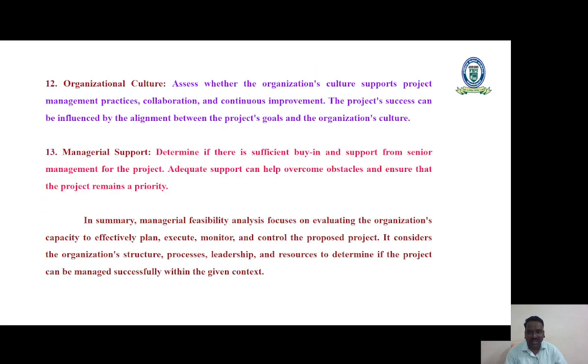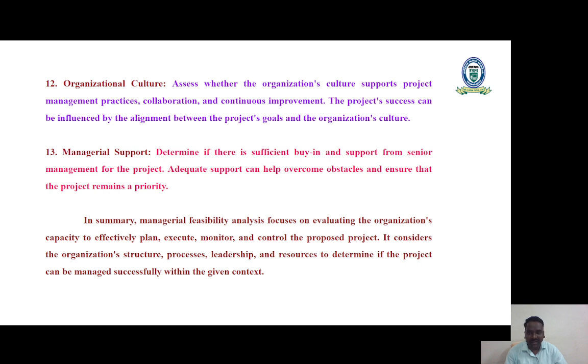12th one, organizational culture. Assess whether the organization's culture supports project management practices, collaboration, and continuous improvement. The project's success can be influenced by the alignment between the project goals and the organizational culture.